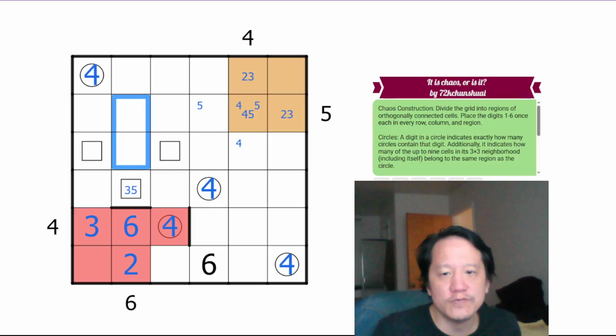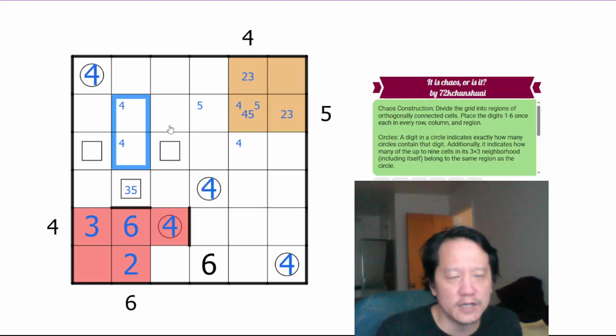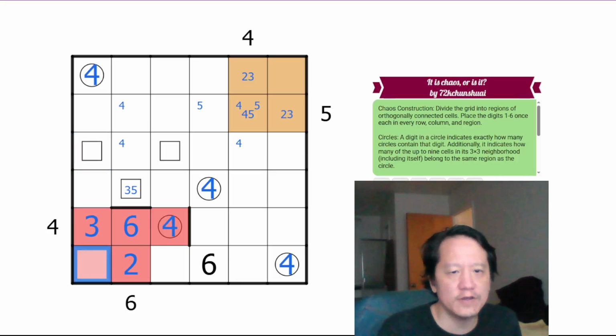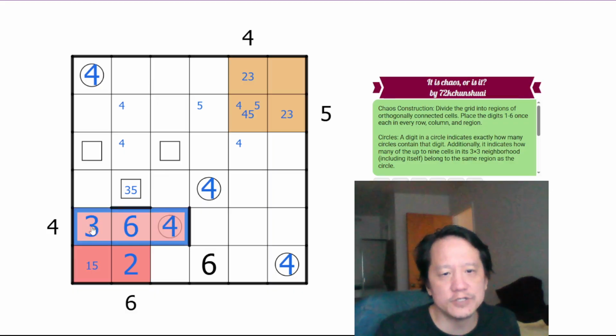4 has to be one of these 2 digits here, remaining in column 2. This is 1 or 5 here for the red region.